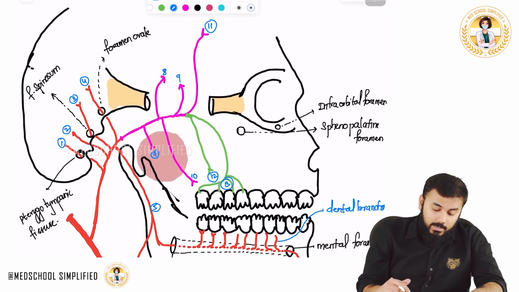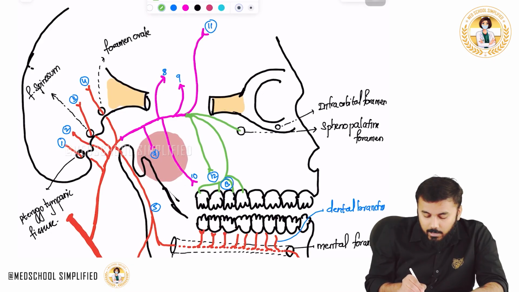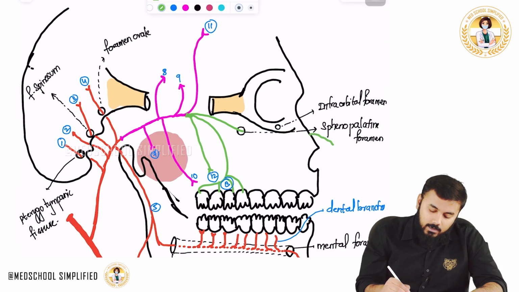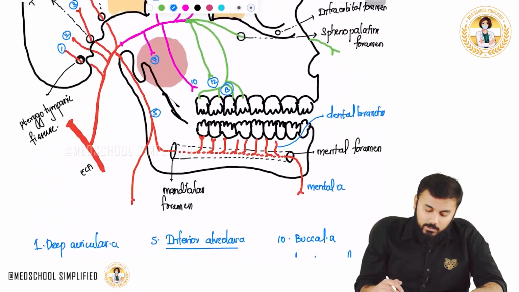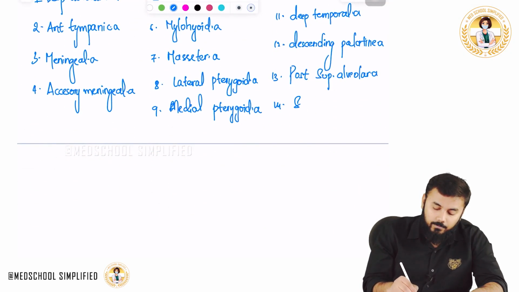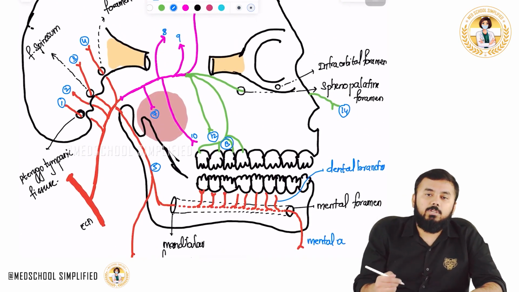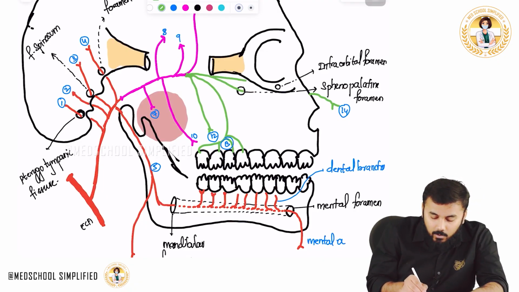Next important artery is, you see this particular branch that is coming and entering into your sphenopalatine foramen, right? And this artery comes out like this. So this particular artery is your artery number 14, and this is called as sphenopalatine artery.